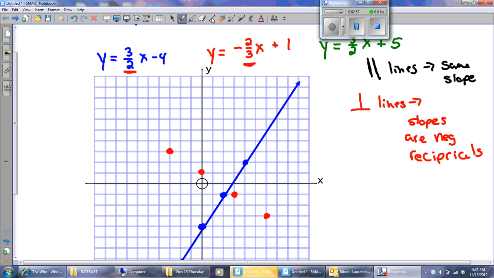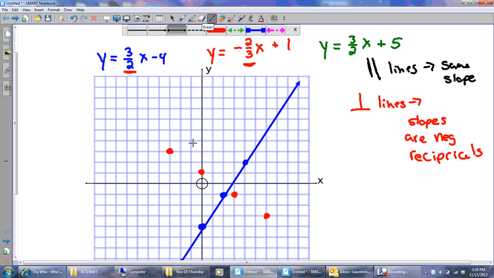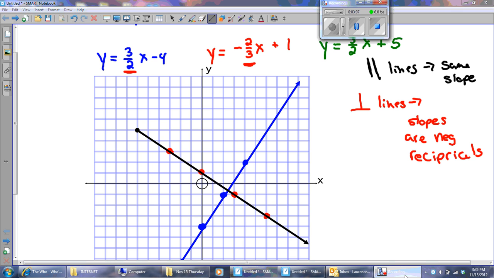All right, so I'm going to go ahead and draw that line. Rise 2, 1, 2, 3. And there we go. So there we have a red line, and it does indeed look like it's perpendicular. Remember, that means it makes 4 right angles here when they cross.